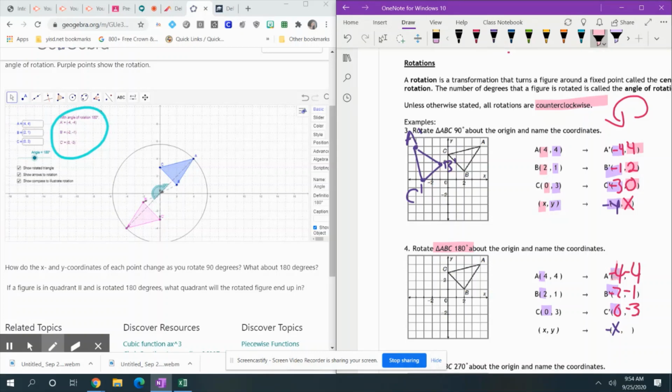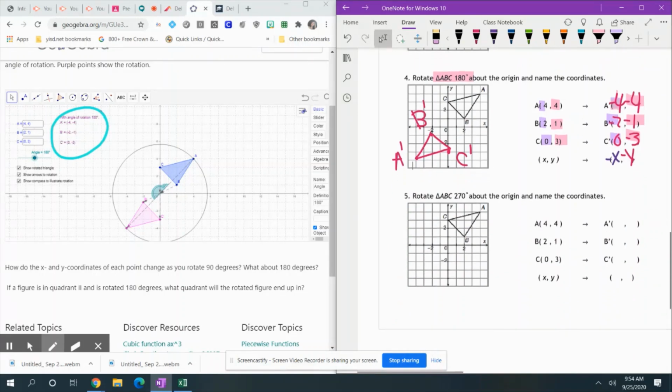So now let's look at our y values. My y values here, 4, 1, 3, they still stayed in the same place. They're still the y values, but they all changed signs again. So not only did the x value change signs, so did the y value. So I'm going to go ahead and graph this one. So let's see. Negative 4 is A, and then B is (-2, -1), and then C is (0, -3), and that is our new triangle.